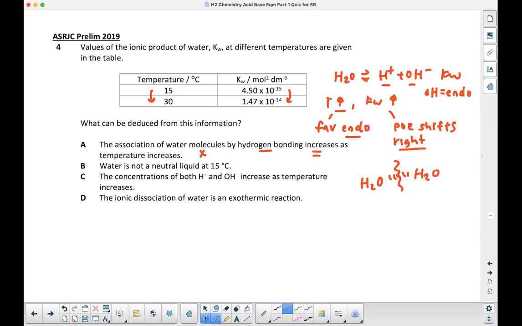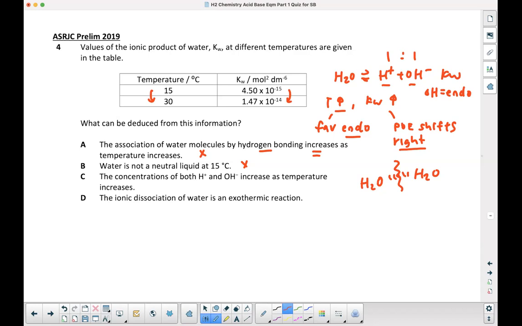Okay. Water is not neutral at 15. This is definitely wrong also. Because when water dissociates, at a higher temperature or a lower temperature, at any temperature, the H plus and OH minus ratio will still be 1:1. So water will definitely still be neutral at 15 or at 30 degrees Celsius.